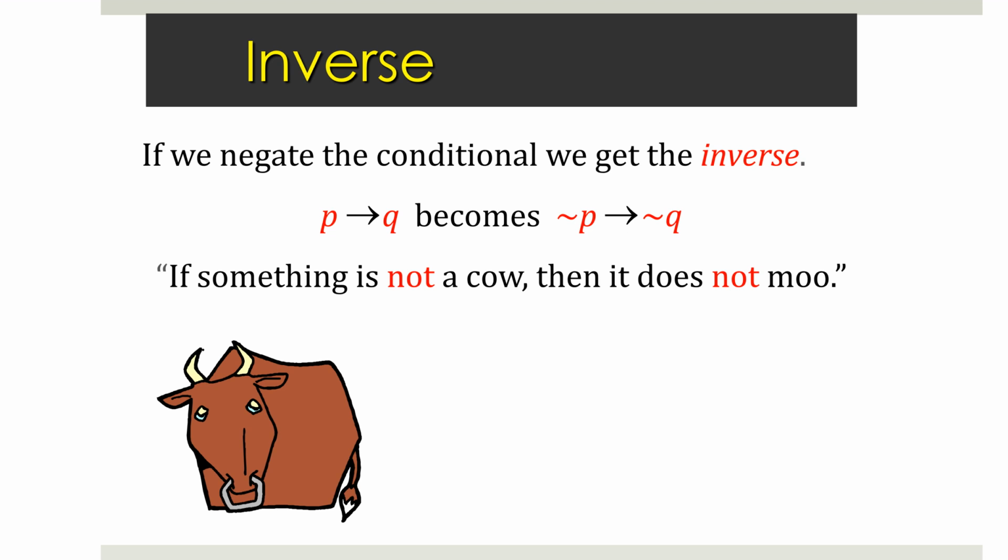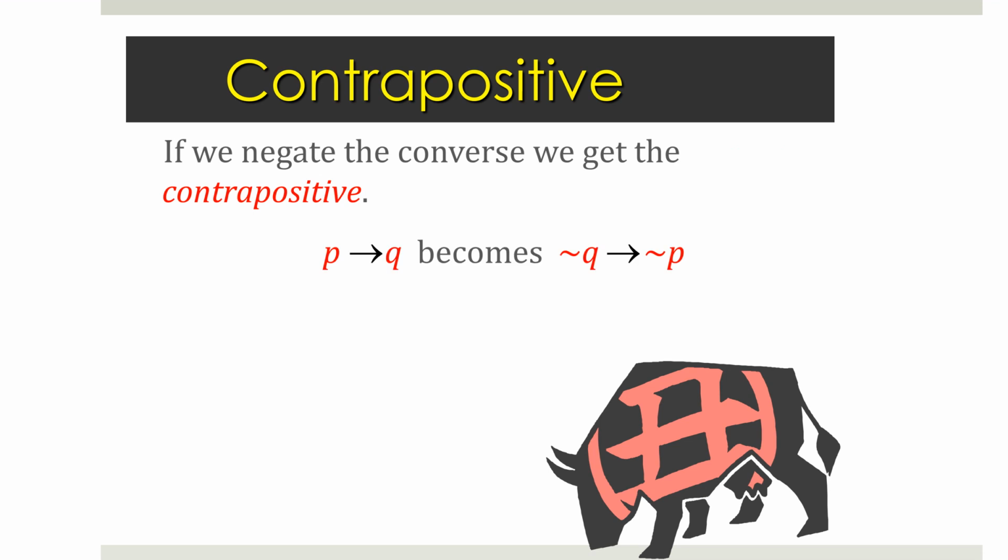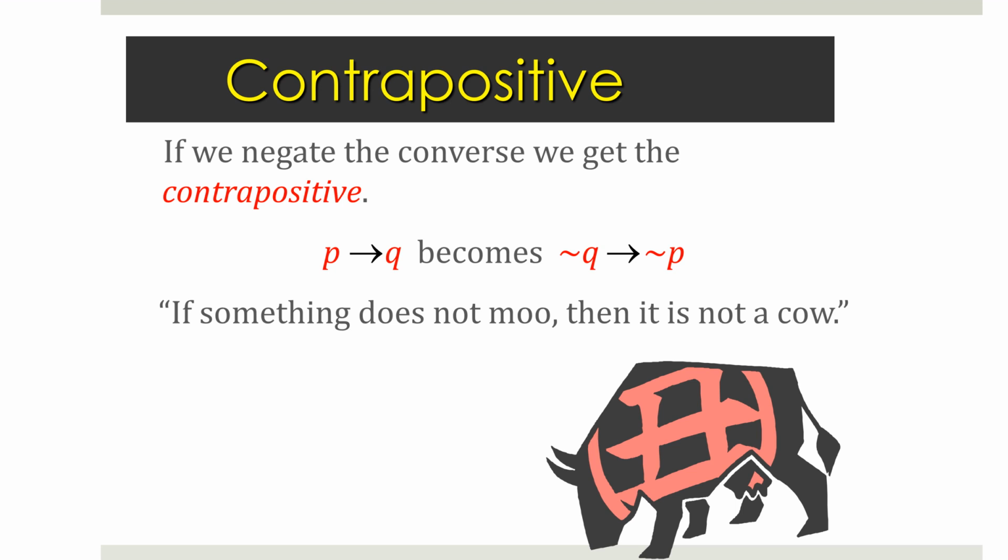If we do both of those at the same time, in other words, we negate it and we switch the order, we get the contrapositive. Not Q implies not P. If something does not move, then it is not a cow. So those are the four. Start with a conditional. We can get a converse, an inverse, or a contrapositive. There are no others.